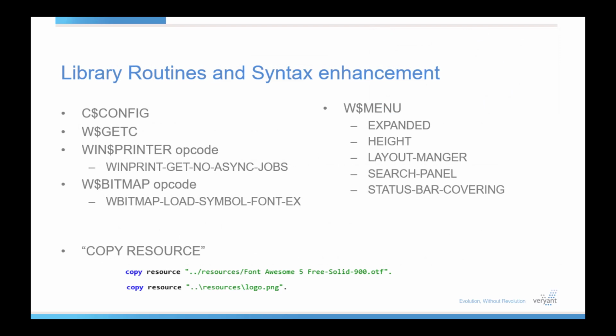For library routines, I've already talked about $config. We've also added $getC. This returns the next keystroke from the user. Now that you can print asynchronously, you may need to check that all the print jobs are done before exiting or moving on. We've added a new opcode to WinPrinter for this. And now that you can get icons from a font, we've added a routine to create a bitmap strip with combinations of font, color, and text from symbol fonts like Font Awesome.